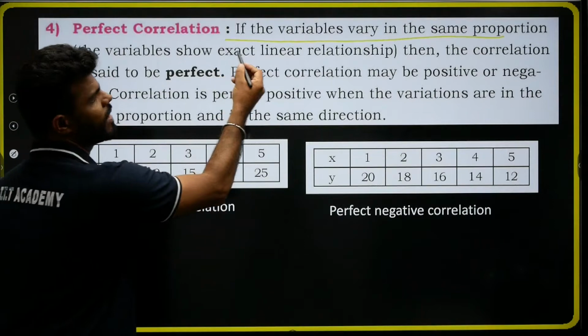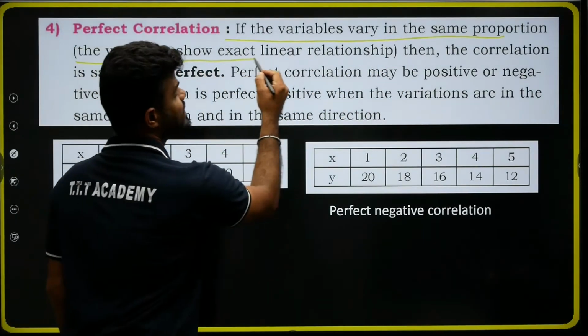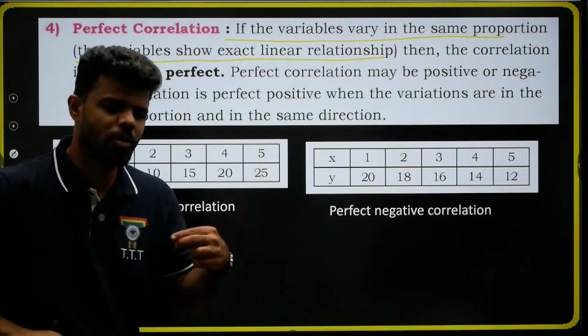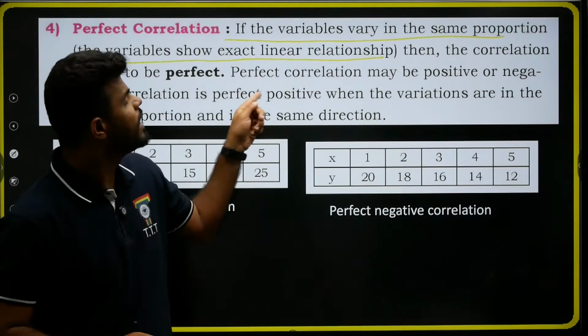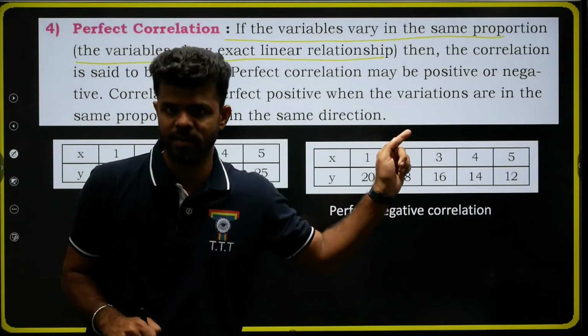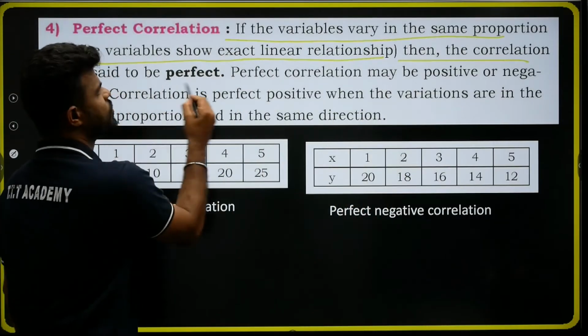See here, if the variables vary in the same proportion, the variables show an exact linear relationship. If both variables change in the same proportion, we call it a linear relationship between the two variables. So then the correlation is said to be perfect.